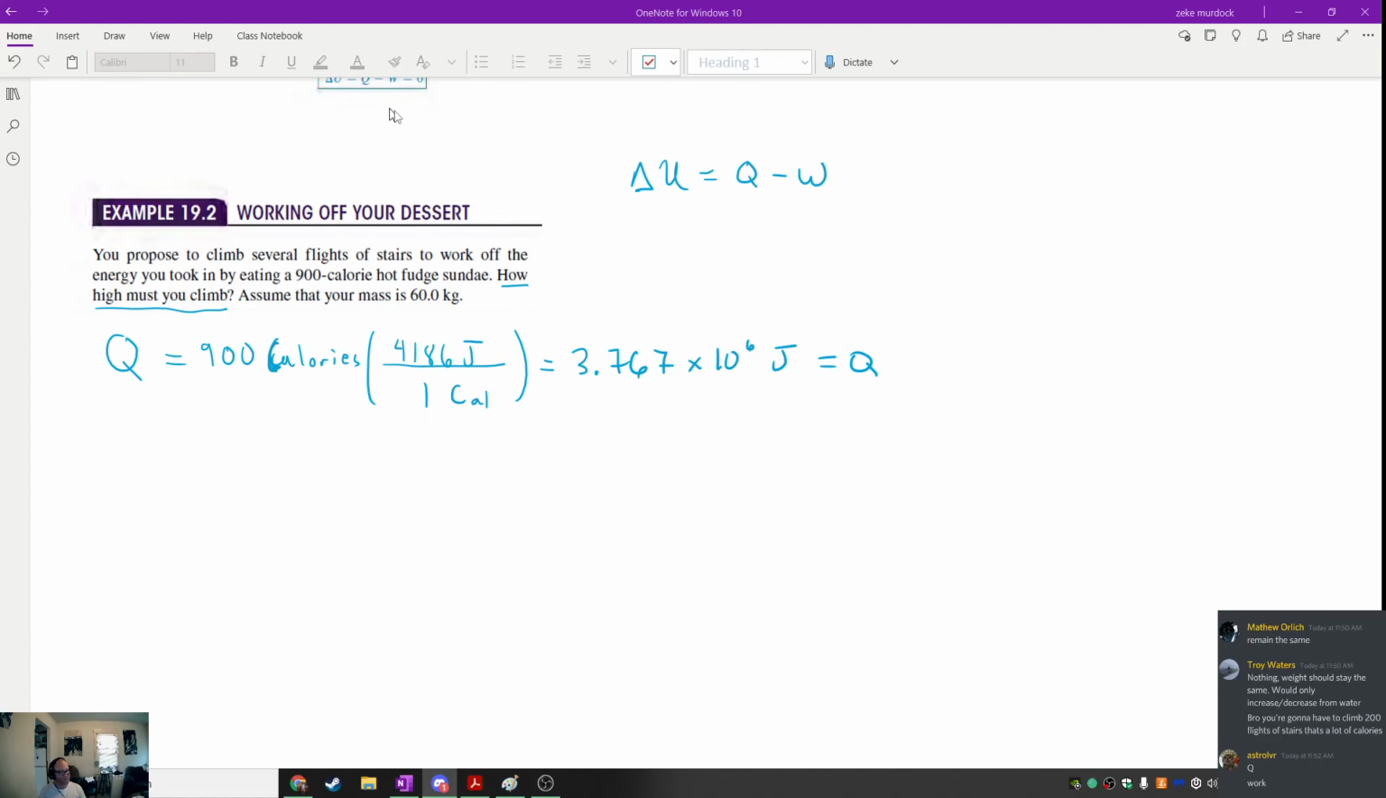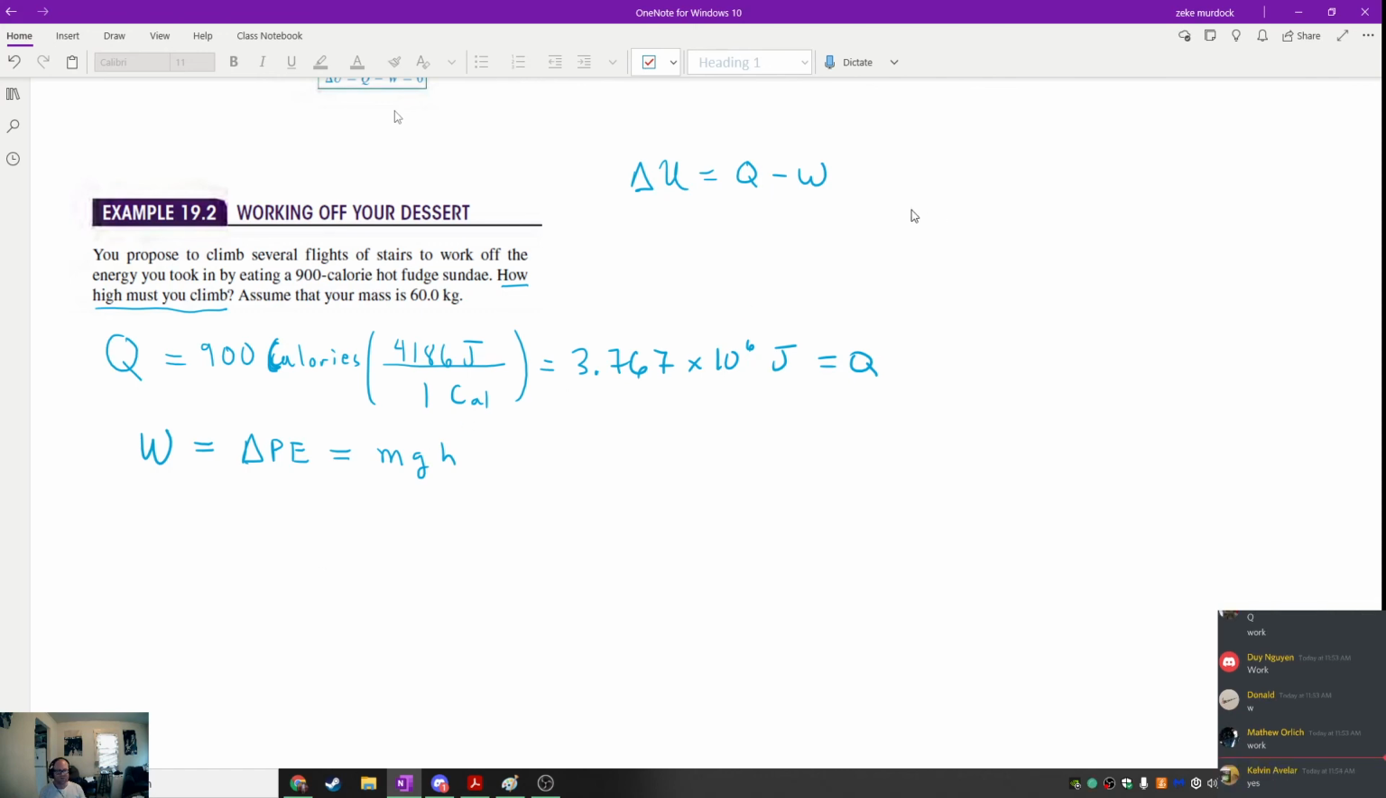How high we have to climb, is that going to be the work we do? It's going to be work, right? Now, what we could say, I think, is that the work done should be equal to the change in potential energy. It's probably the easiest thing to say. And that means it's going to be equal to mg times whatever the height that we climb to is. Does that seem reasonable?